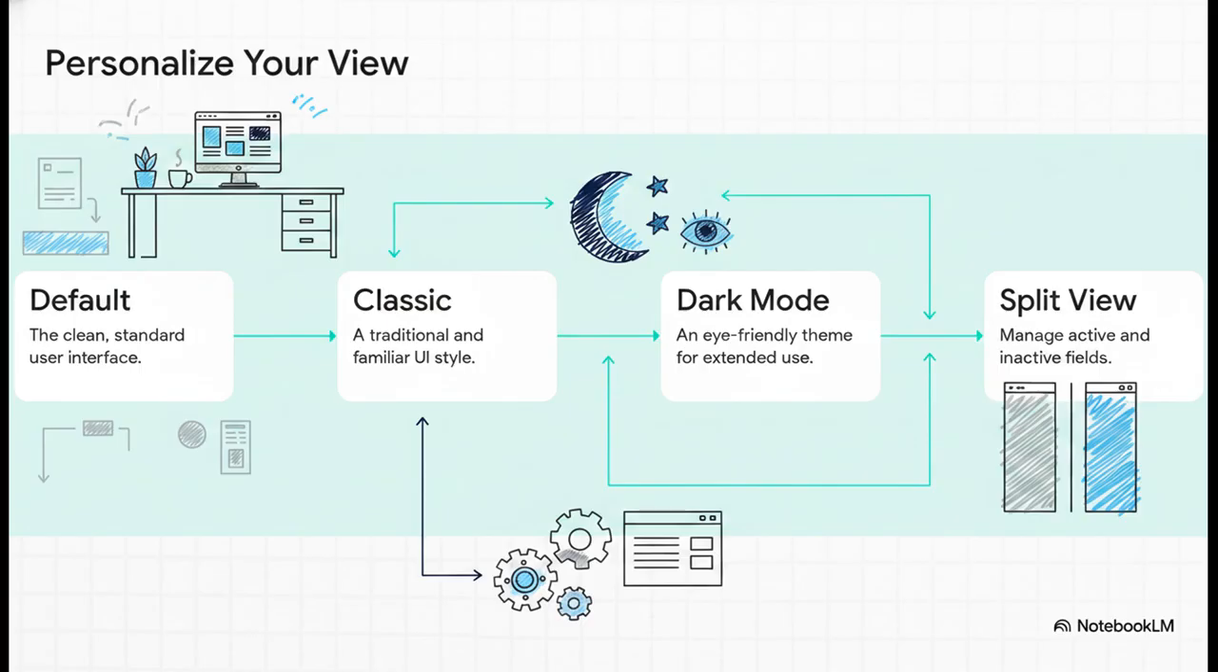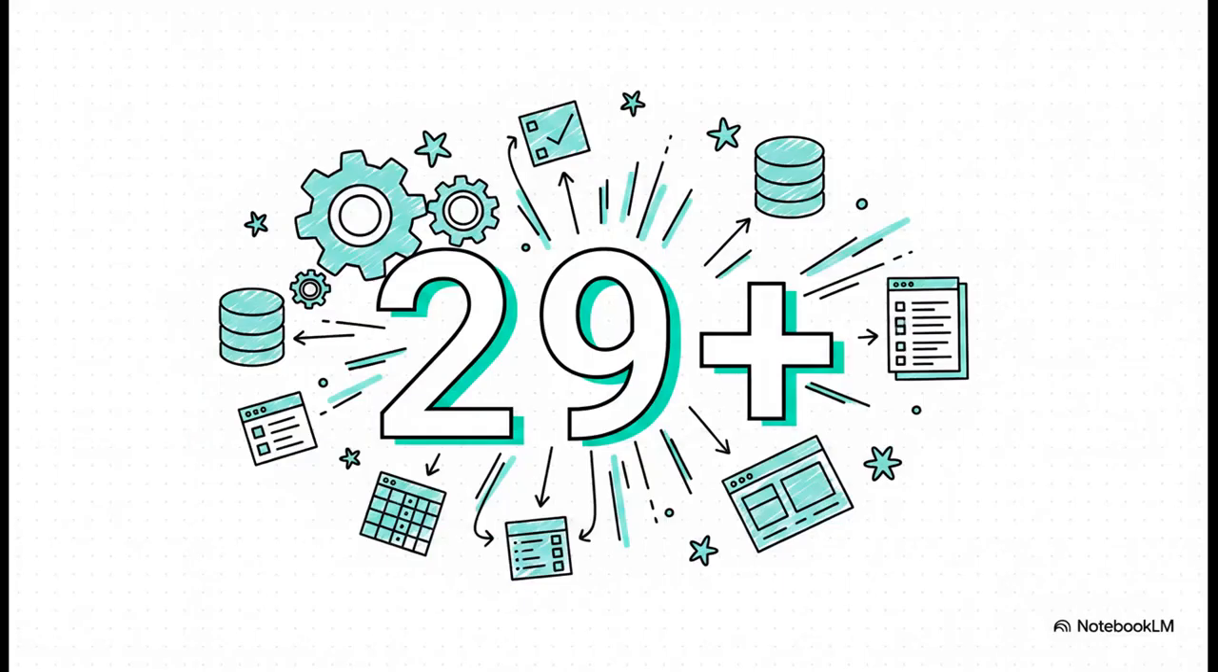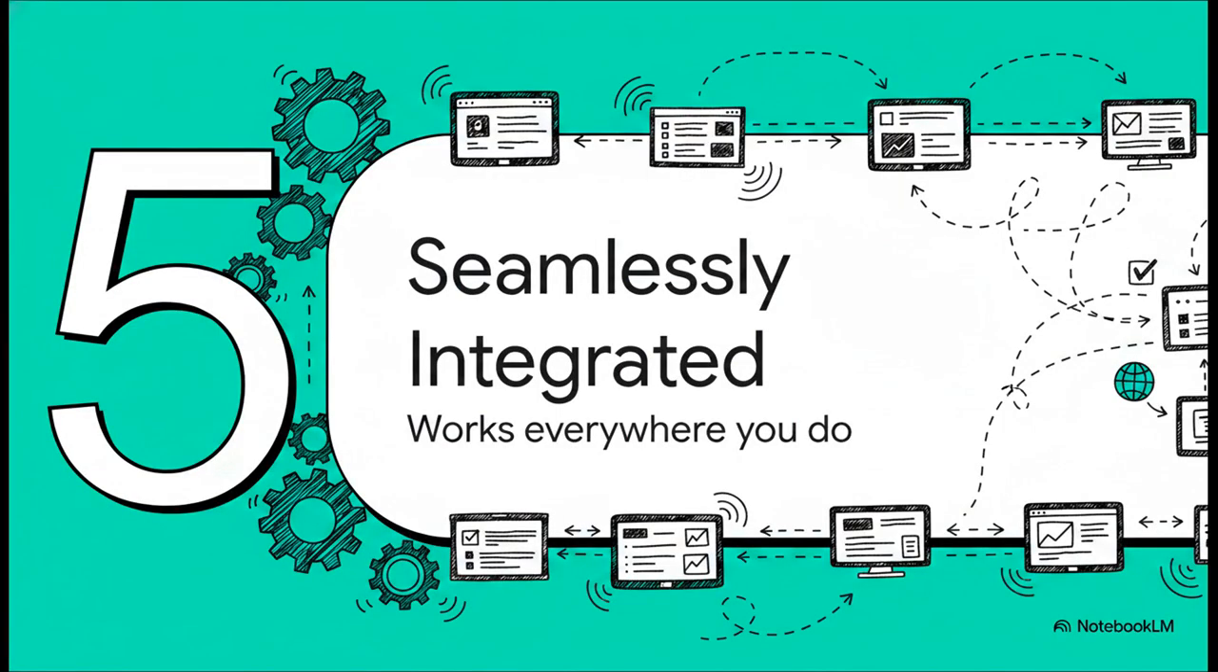You know, we all have our own way of working, and your screen should reflect that. That's why we've included different themes. You've got your default, a nice classic look, a dark mode that's way easier on the eyes for those late nights, and even a super efficient split view so you can see your active and available fields all at once. And believe it or not, that's just scratching the surface. We've packed over 29 powerful features into this one module, and every single one was designed with you, the functional user, in mind.